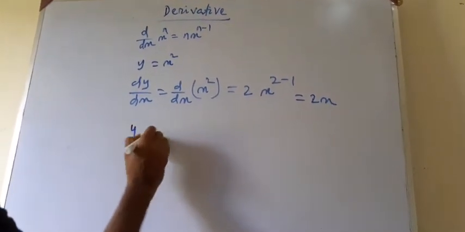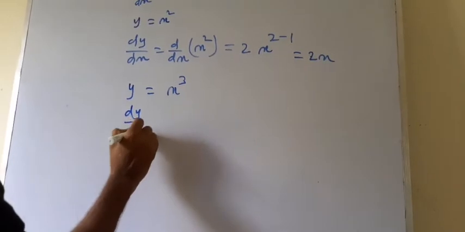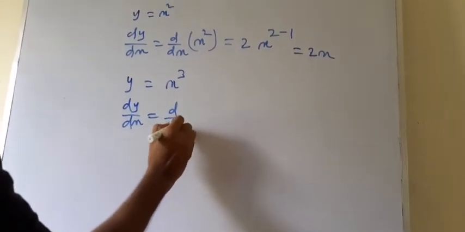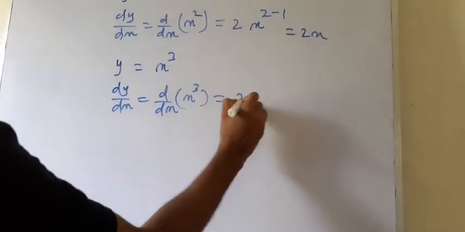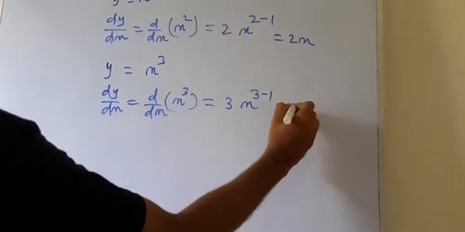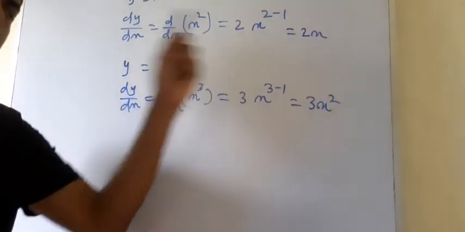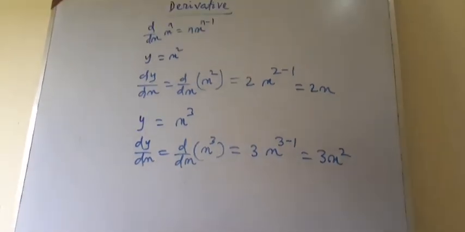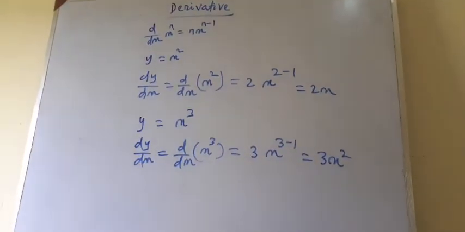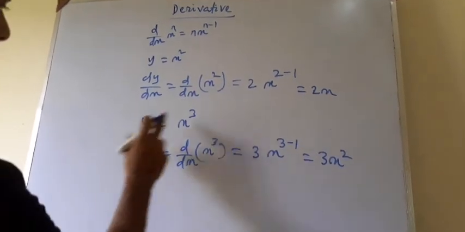Similarly, if y equals x cube, dy by dx is d by dx of x cube. So here n is 3. n into x to the power n minus 1 will be 3x square. So x cube is reducing to 3x square. So whenever we are differentiating something, it will be reduced. And integration is just the opposite of this, meaning accumulation or addition. Okay, y equals x cube.